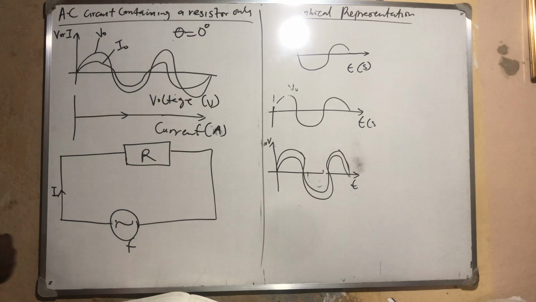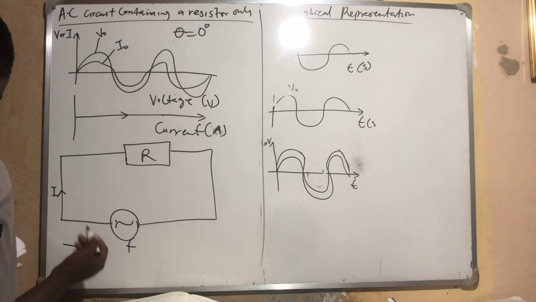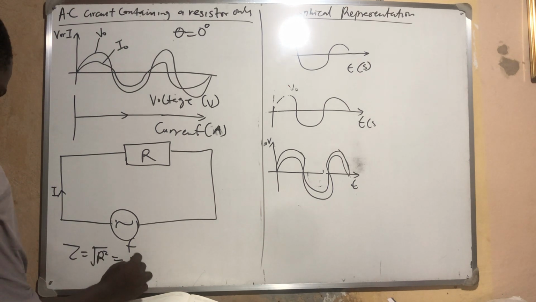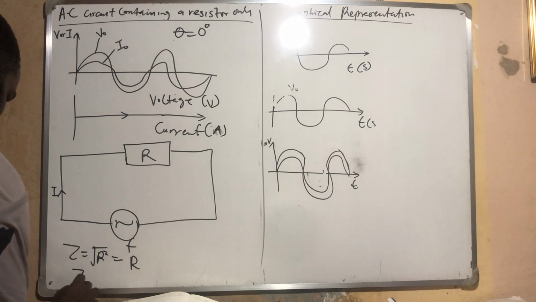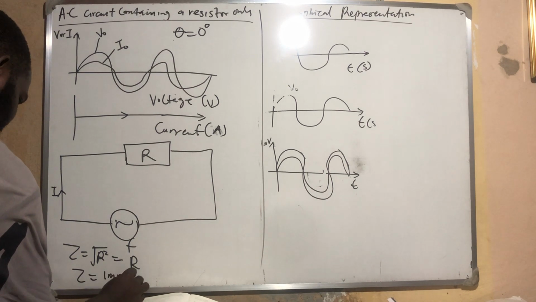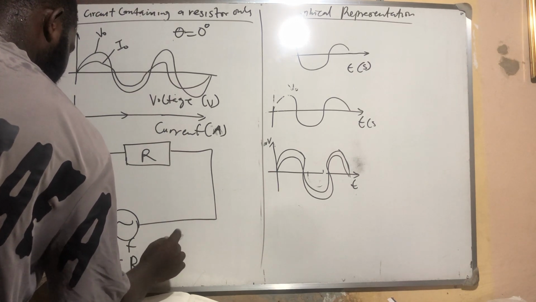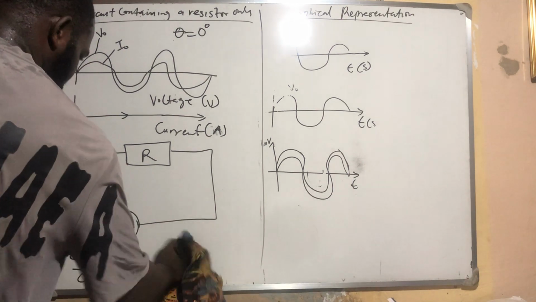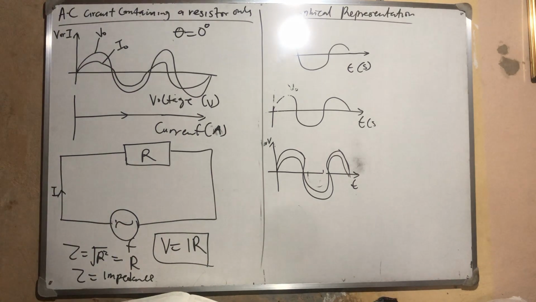So in this part, we have that Z is equal to the square root of R squared, which is equal to R, where Z is the impedance. And don't forget that V is equal to IR. Don't forget this formula for current, that V is equal to IR. Very important formula to always remember, right? So that is for an AC circuit containing only a resistor. So the impedance is equal to the resistor, right?